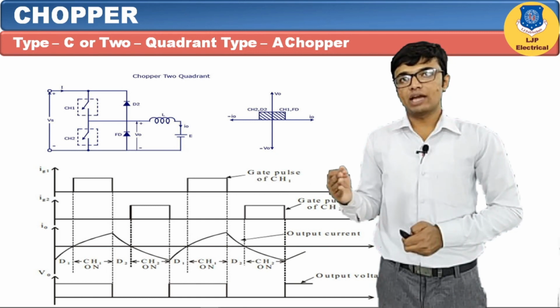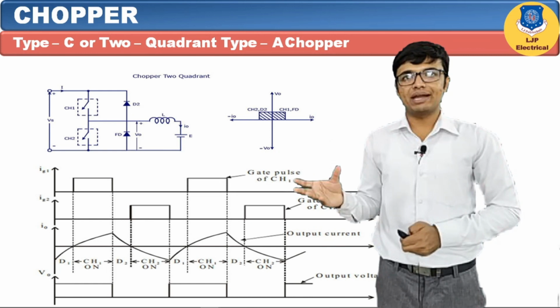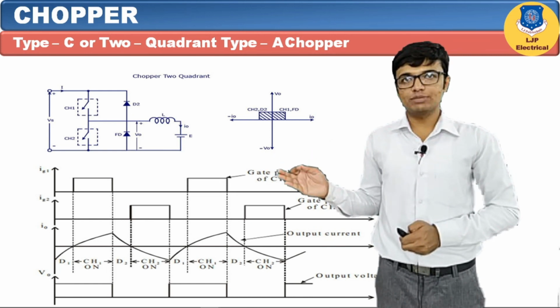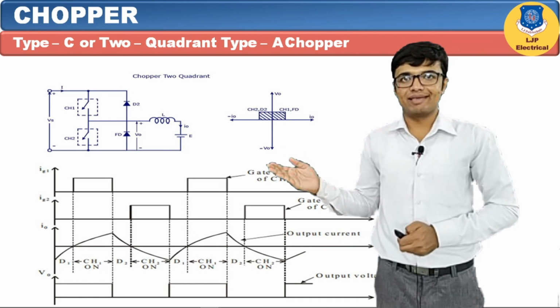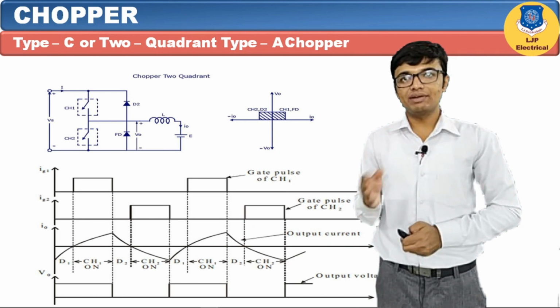At the same time, if we turn off the switch 1, the energy stored in this inductor will dissipate through this diode. Hence the output voltage will be 0 as the diode D2 will be forward biased. So when the diode D2 conducts, the output voltage will be 0. Current will try to decrease.